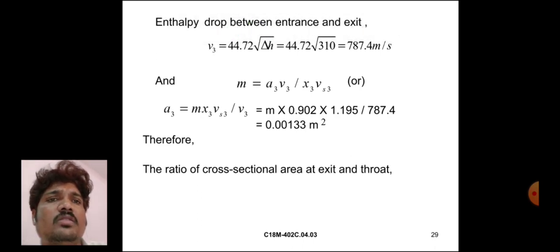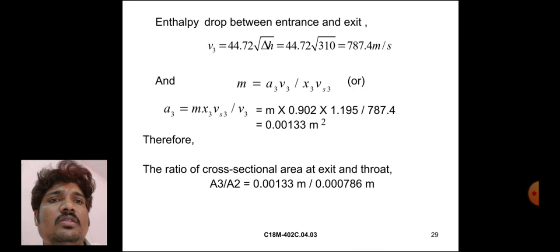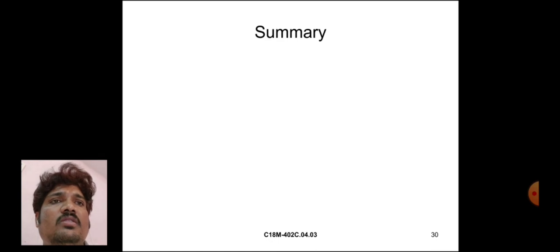Exit area is 0.00133 meter square. Therefore, the ratio of cross sectional area at exit and throat, A3 by A2, is 0.00133 meter square by 0.000786 meter square, which is 1.7. Answer.